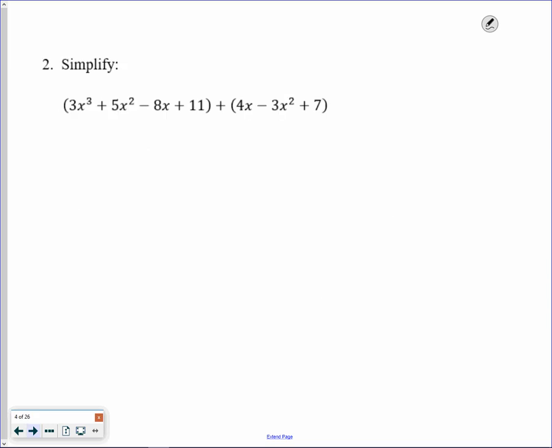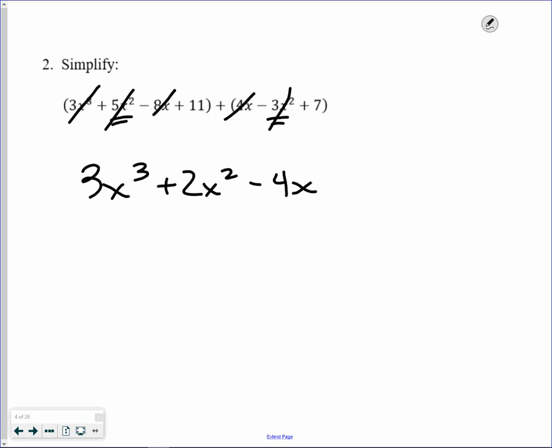Simplifying, that means you're adding or subtracting like terms. So I'd have a 3x cubed that has nothing that's alike. The 5x squared and the minus 3x squared would make positive 2x squared. Negative x and positive 4x make negative 4x. Positive 11 and positive 7 make positive 18.